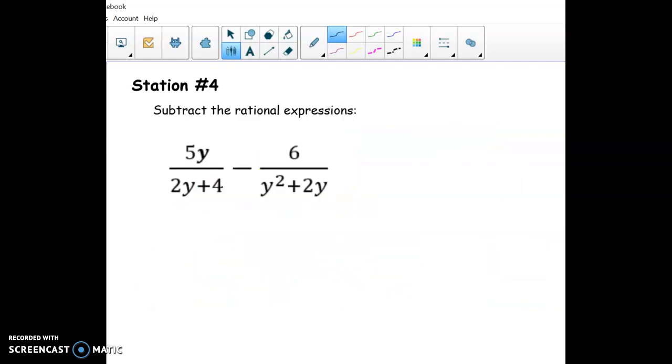Okay, another subtract one. I encourage you to pause the video and give this a shot. Okay, so we're going to make the denominators match by factoring. So I'm going to pull out a 2 from this one, and here I'm going to pull out a y.